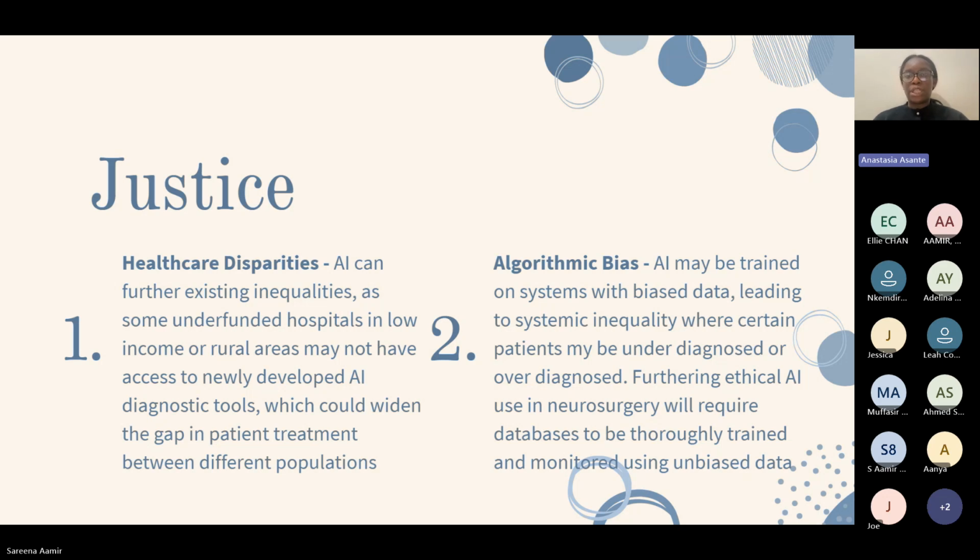And we also have algorithmic bias. AI may be trained on systems with biased data, leading to systematic inequality where certain patients may be underdiagnosed or overdiagnosed. Furthering ethical AI use in neurosurgery will require databases to be thoroughly trained and monitored using unbiased data. So it's very important that we make sure the data we are using is unbiased, to make sure that the care we are giving to patients is fair and equal for everyone.